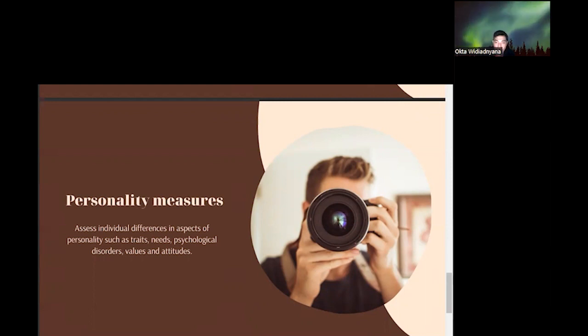And in personality measures, there are seven varieties. The first, personality inventories. They assess multiple personality traits in a single self-report instrument and respond to items that ask about the occurrence of certain behaviors, thoughts, and feelings. And the second, projective techniques, which provide more ambiguous stimuli and freedom of response. The third, measures of specific personality characteristics.